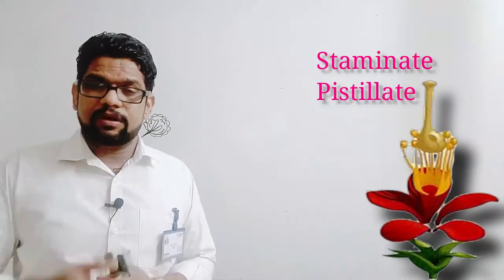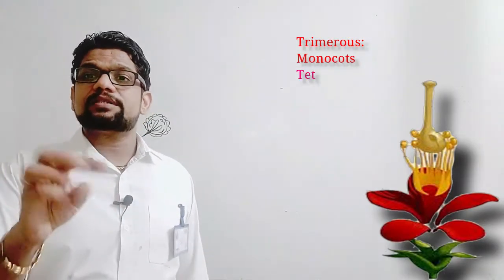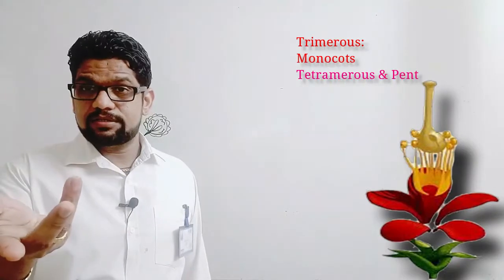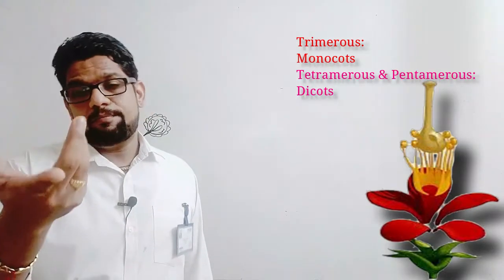So on the basis of the number of calyx and corolla, meaning on the basis of these accessory organs, a flower can be trimerous, tetramerous, pentamerous, like that. If calyx and corolla numbers are 3, they are trimerous. If 3 calyx, 3 corolla, they are trimerous. If 4, tetramerous. If 5, pentamerous.